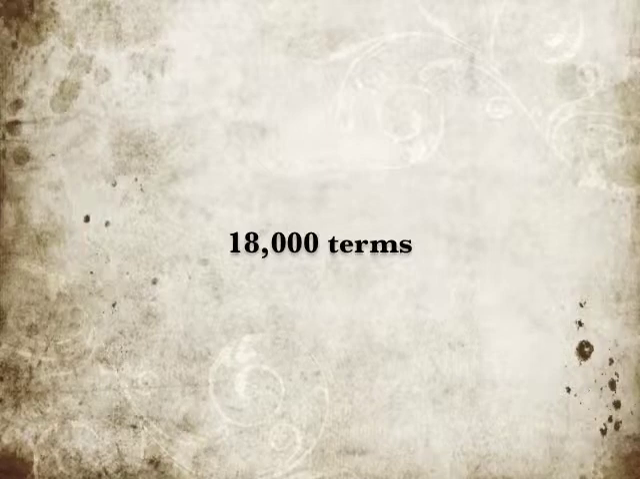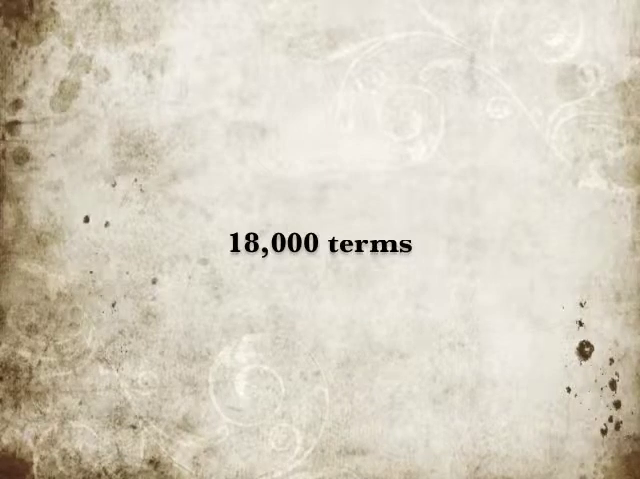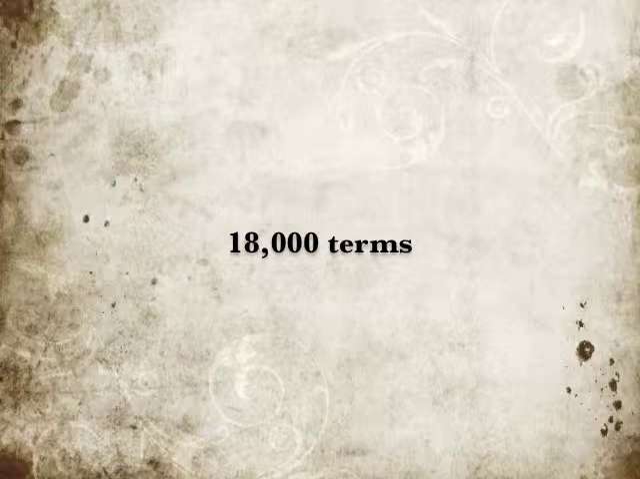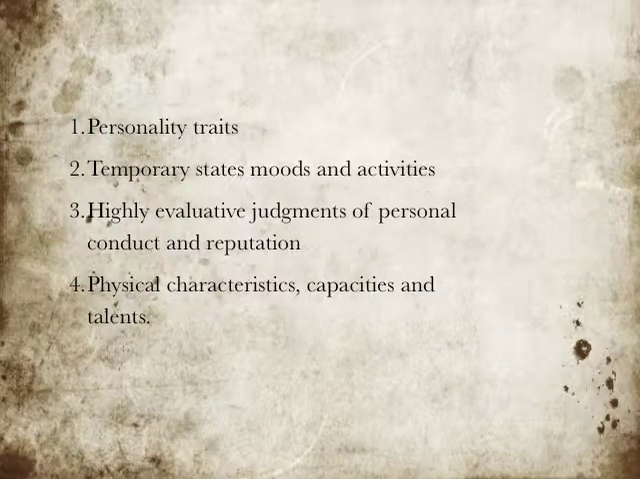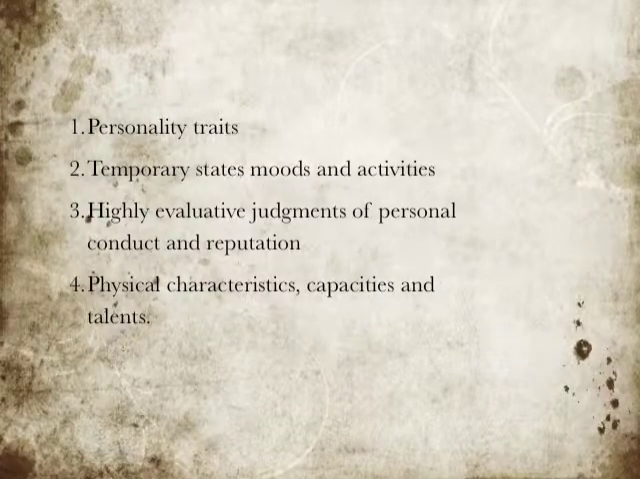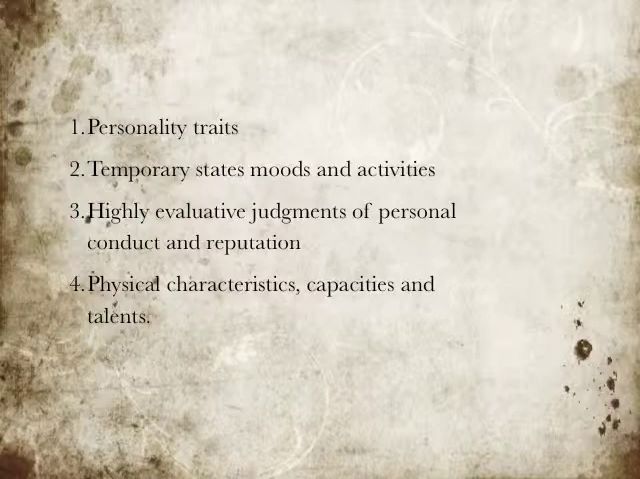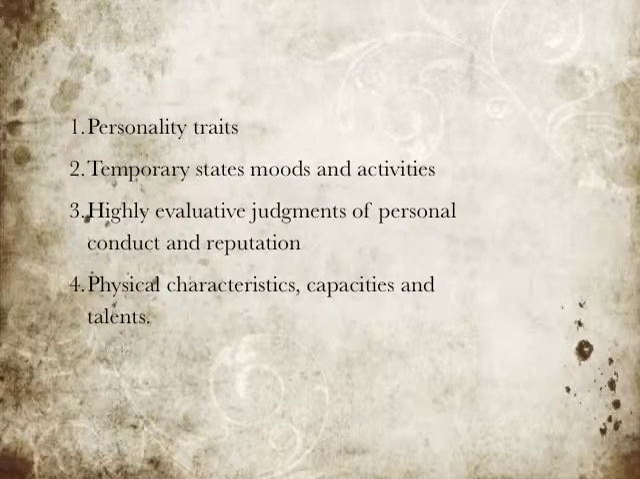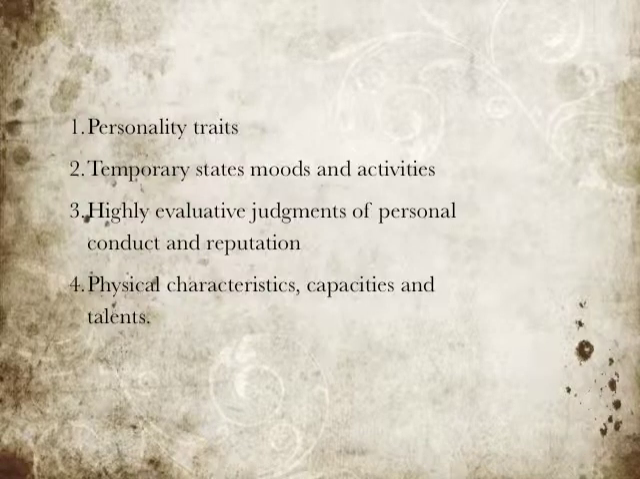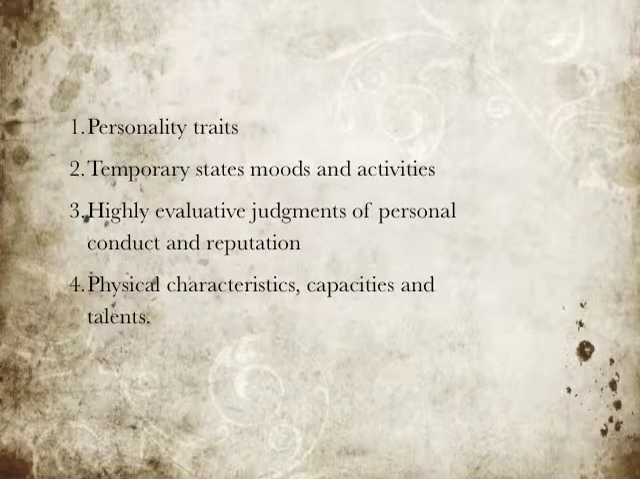From the 18,000 terms, Allport and Odbert identified 4 major categories. First, personality traits. Second, temporary states, moods, and activities. Third, highly evaluative judgment of personal conduct and reputation. And fourth, physical characteristics, capacities, and talents.